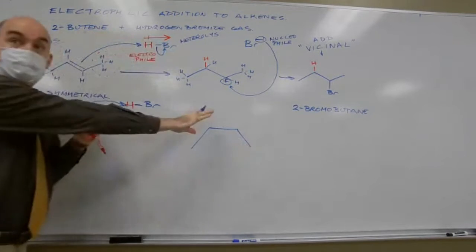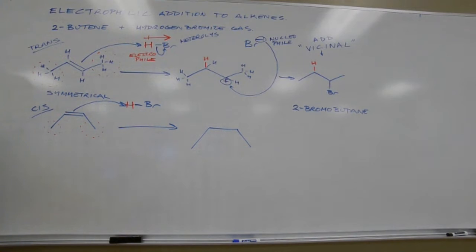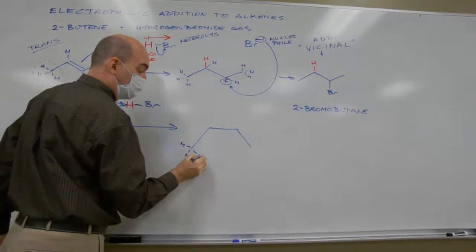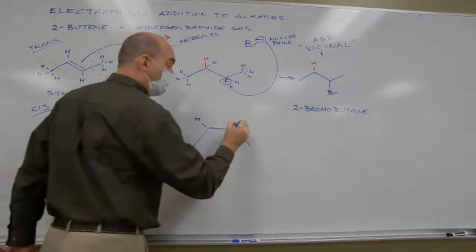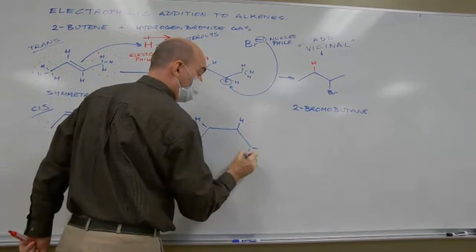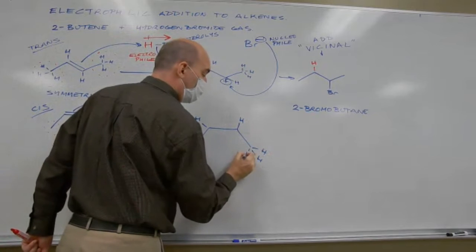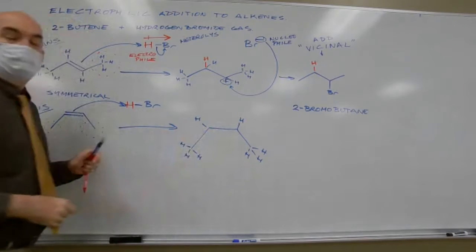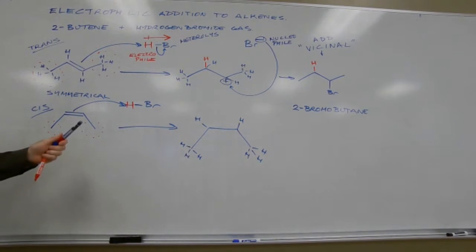Here's my framework. That framework has not changed. The sigma bonds have not moved. Only the electrons that were in the pi bond have moved. And that means I have hydrogens here. I have a hydrogen there. I have a hydrogen here. And I have 3 hydrogens there. Okay. This molecule is symmetrical. It means there's no preference of where this first thing goes, so pick one, left or right.